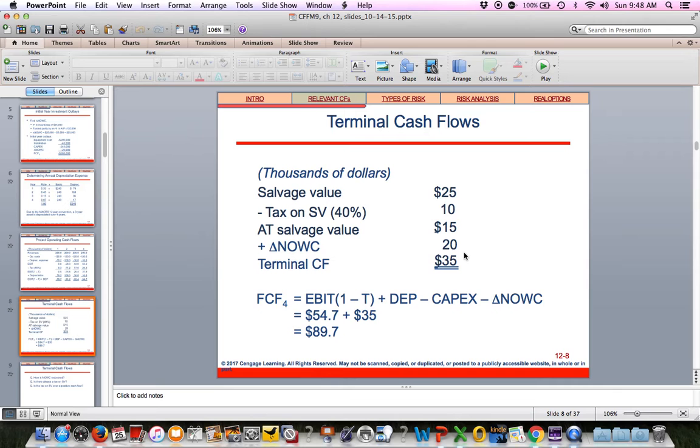Plus I recover my net operating working capital, right? I'll pay off my payables. The inventory gets used up. That will then decrease. So I recover that. That's a positive 20. So my terminal cash flow is 35,000. Okay. So my cash flow in year 4 is my EBIT plus depreciation minus my CapEx minus change in net operating working capital, and I get 89.7.